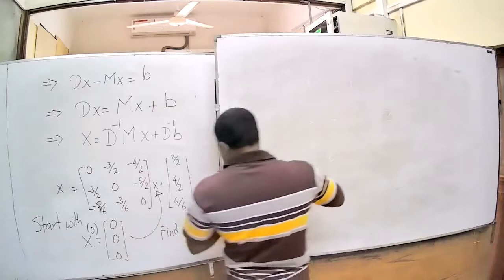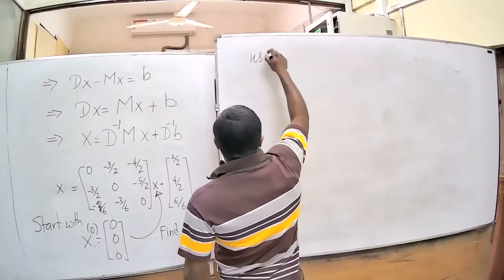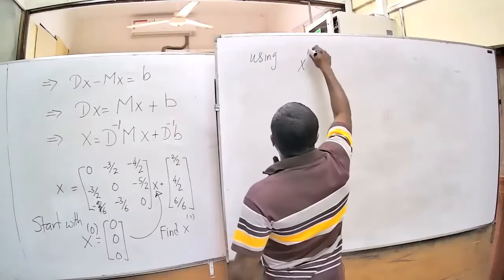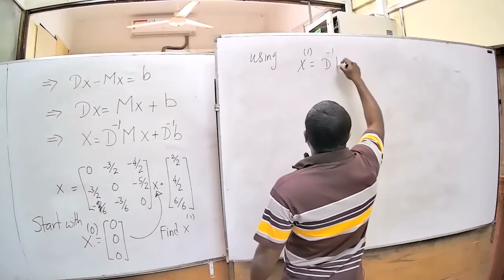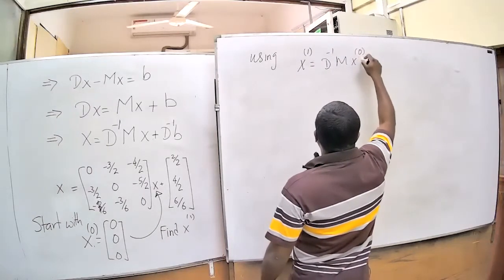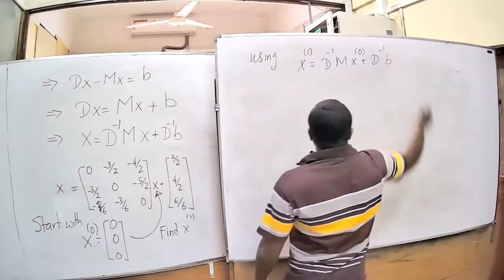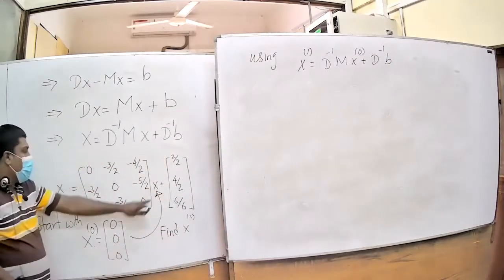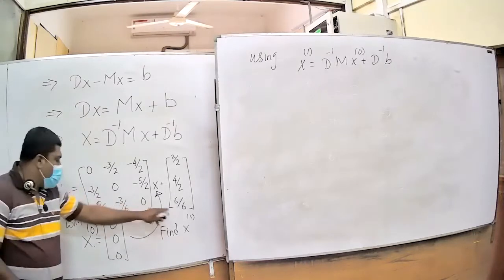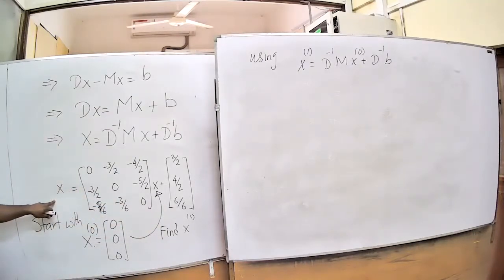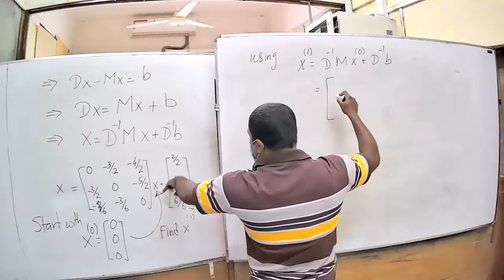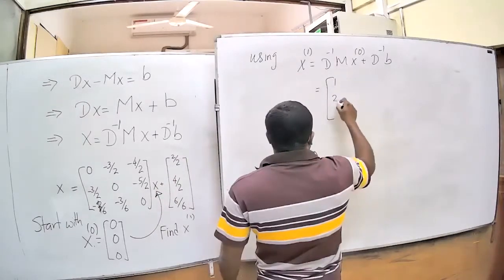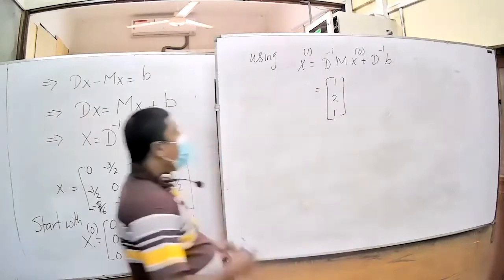So you find X1 using X1 is equal to this, right? So your D inverse M X naught plus D inverse B, right? So you put this X naught here and calculate this and get X1, right? So if you put everything and calculate, you can easily see the number, right? So this, you put 0, 0, 0, only, you get this. So 1, 2, and 1, right?